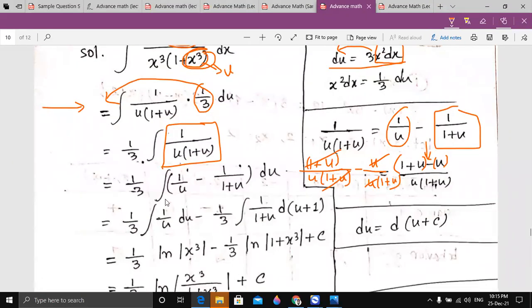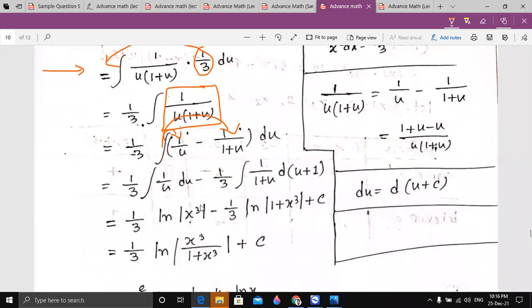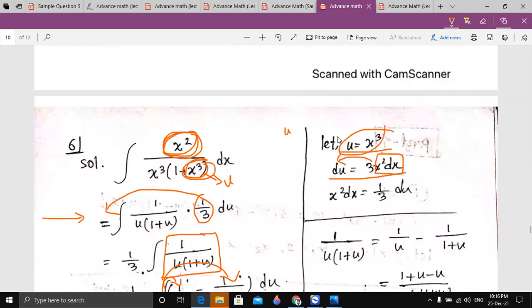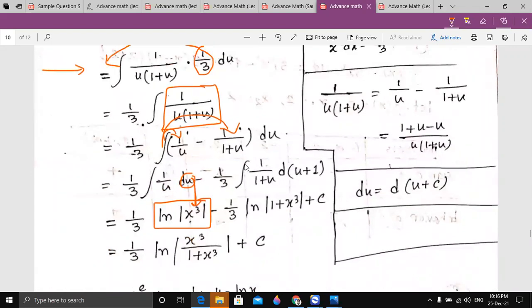Yes. So we can write down this here, and then I distribute the integration sign here and here. So integration of 1 by u will be ln u, right? And then we substitute back u here. So we already let u be equal to x cube. So we substitute back u here, and integration.